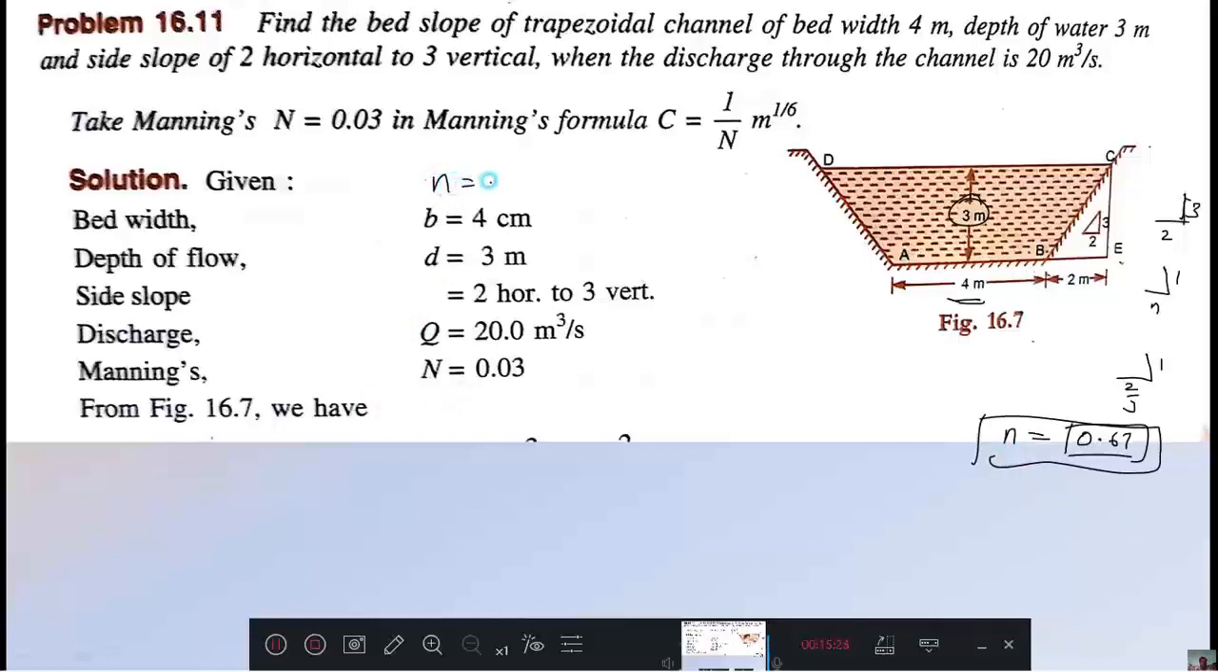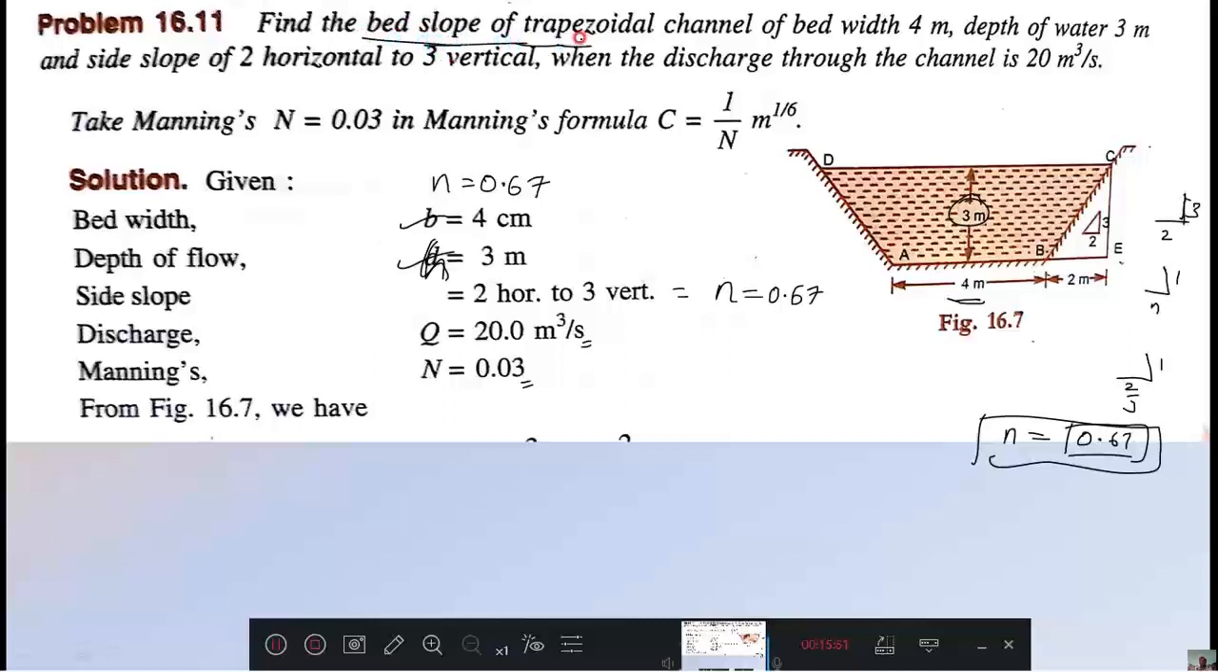Small n is equal to 0.67. Then Manning's n is all given. The bed width is 4 meter, the depth is h, you can call h equal to 3 meter, and the slope is given as 2 horizontal to 3 vertical, which means n is equal to 0.67. Then Q is directly given as 20, and n is equal to 0.03. And what do they want? They want the bed slope.